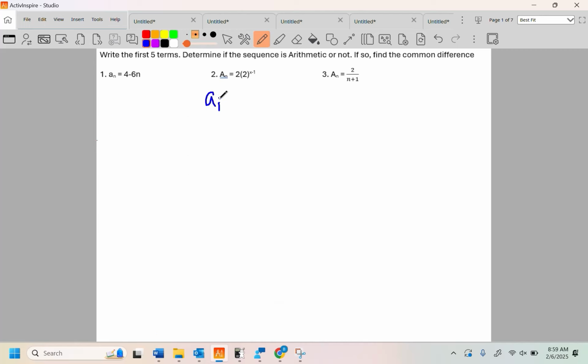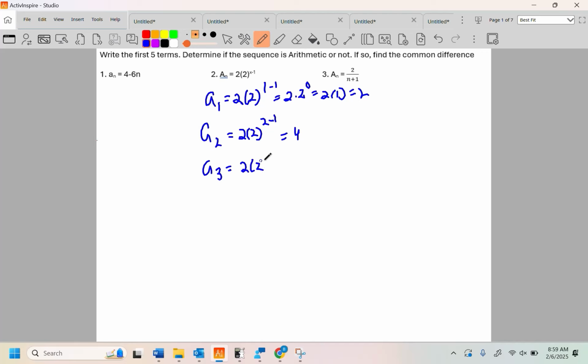All right, I also circled 2. If you want the first term, you plug in a 1. And that'll be 2 times 2 to the 0. And anything to the 0 is 1, so 2 times 1 is 2. If I want the second term, I plug in a 2. 2 minus 1 is 1. 2 times 2 is 4. If I want the third term, I plug in a 3. That's going to become 2 squared, which is 4. 2 times 4 is 8.